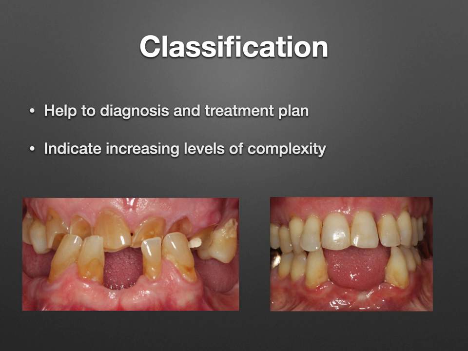So the classifications actually help us to do a diagnosis and treatment planning. And also they can indicate the increasing level of complexity. For example, look at the case I show you here. Those 2 pictures are partially edentulous, meaning that the patient lost several teeth in the mouth, on the lower anterior and posteriorly.